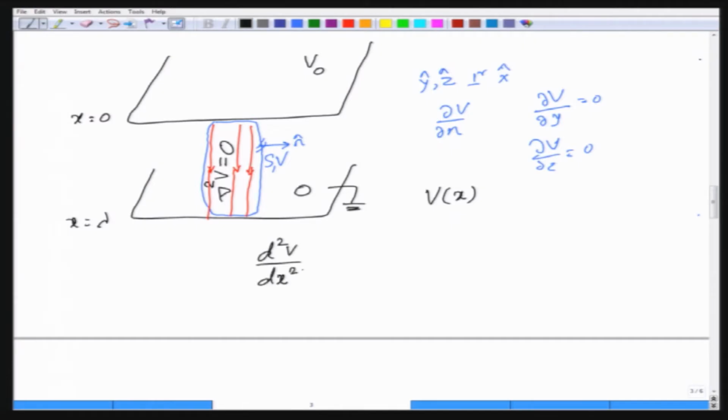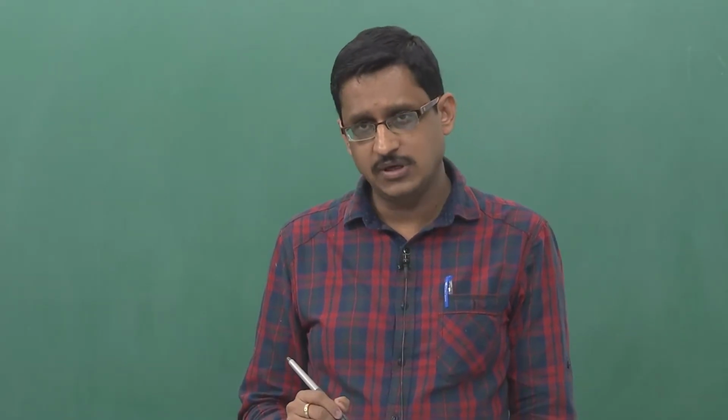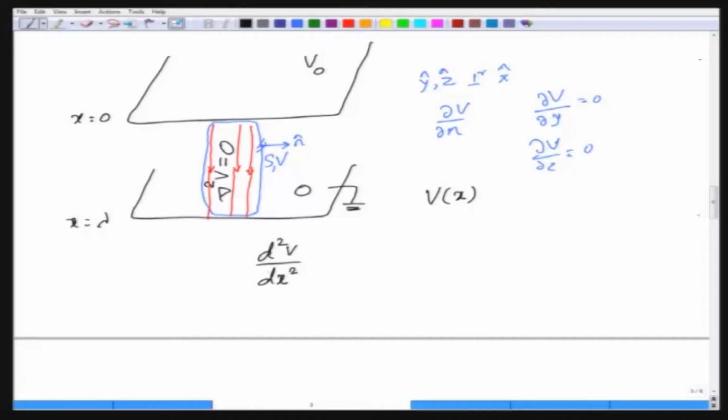The Laplacian in Cartesian coordinates is del square v by del x square plus del square v by del y square plus del square v by del z square, but those two terms anyway become equal to 0. So, I am only left with the first term which is dependent on x, and partials can be replaced by full derivatives d. So, d square v by dx square will be equal to 0. Integrating this twice I get v of x equals ax plus b, where a and b are constants.